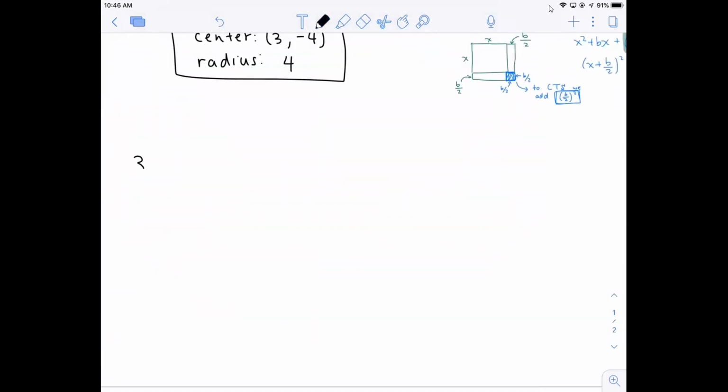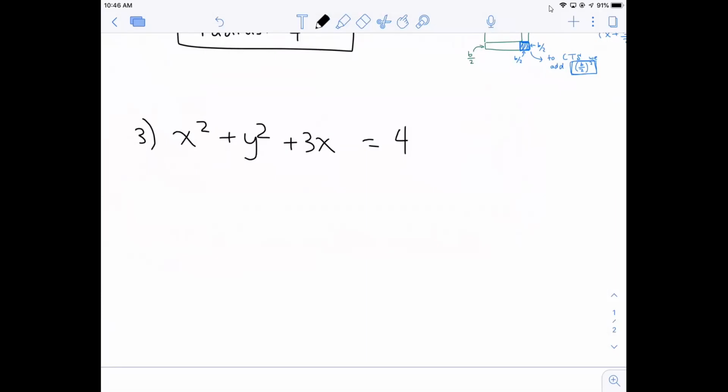Number 3 here. Let's find the center and radius of this equation in standard form. So technically, it's not really in standard form, right? In standard form, as you can see in your calculator, it's when it's equal to 0. So you might see that, but the equation I'm giving you is this equals 4. All right. So what is our center and what is our radius?